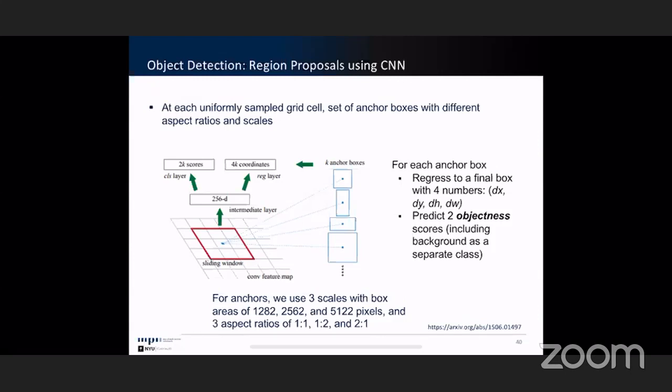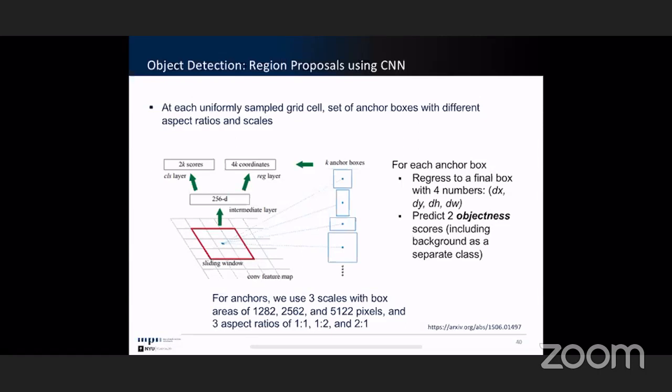So let's say the feature map is of size 17 cross 17. We have essentially downsampled our input image a lot, right? And now at each location of this 17 cross 17, we have a convolution layer with, say, a filter size of 3 cross 3, right? And each convolution will then give us some outputs.